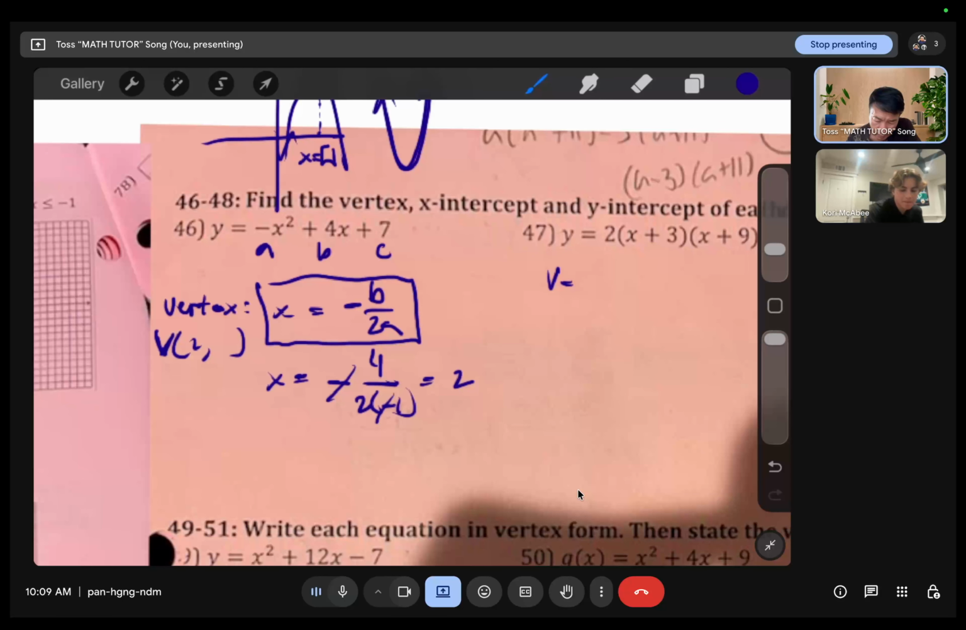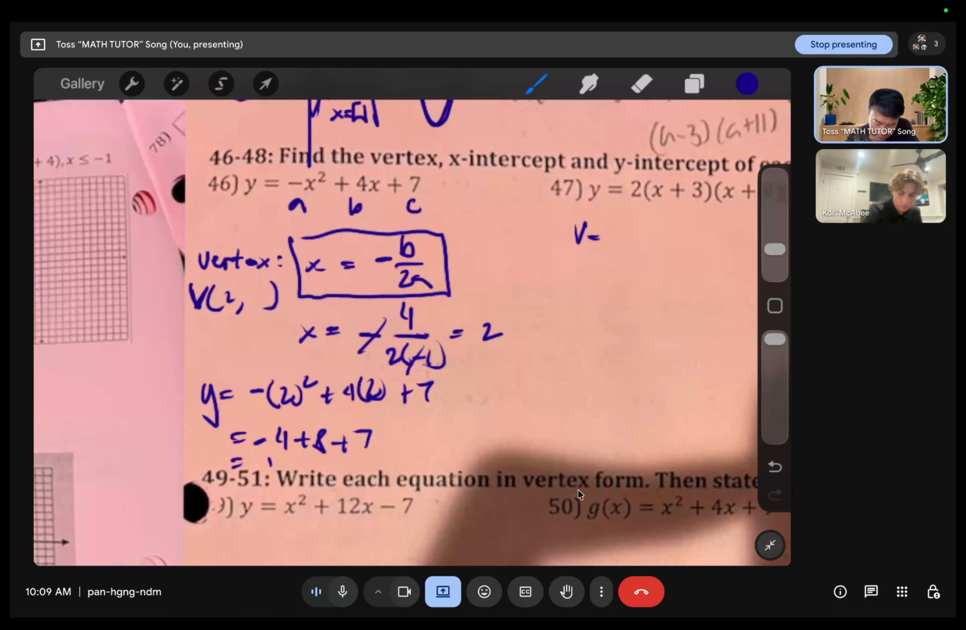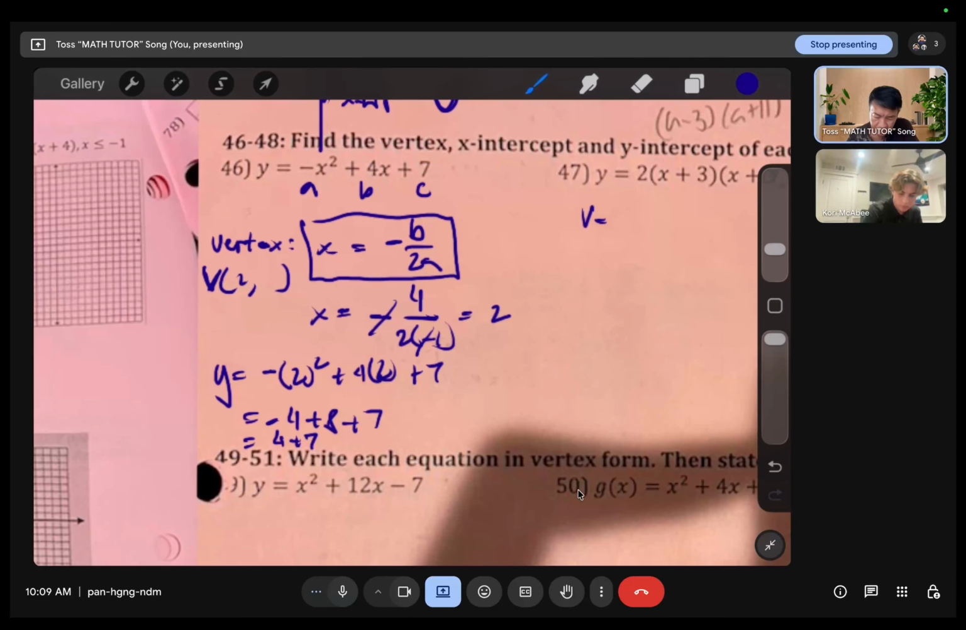And then to get the Y, plug the X back into the original, all of them in there. So you plug it back in, it'll be negative 2 squared plus 4 times 2 plus 7. Whatever this is, so it'll be negative 4 plus 8 plus 7. What is that? It's 4 plus 7, 11. So that means 2 comma 11. We can always check back on that, but I'm sure everything's right. Negative B, 4 over 2 times negative 1, yeah. So it's going to be a 2 to plug back in.